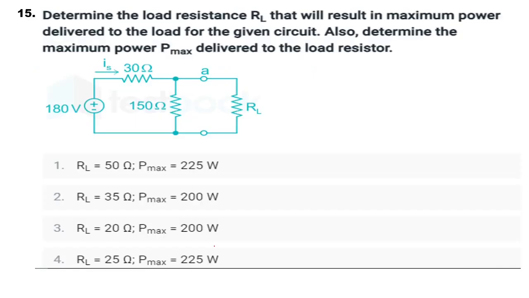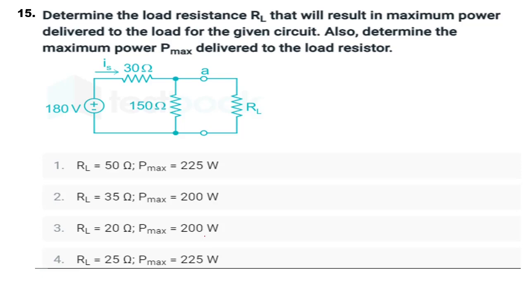Then we'll go to the next question, question number 15. Determine the load resistance RL that will result in maximum power delivered to the load for the given circuit. Also determine the maximum power Pmax delivered to the load resistor RL. So two things we have to find out: what is the load resistance, and what is the maximum power. Four options are given about the values of RL and Pmax, so out of these four options, we have to see which option is correct.